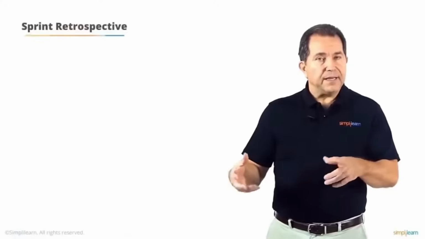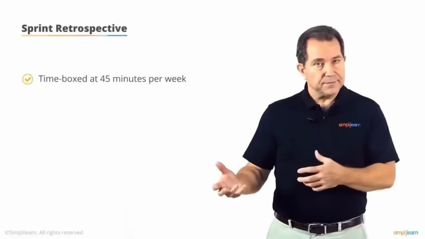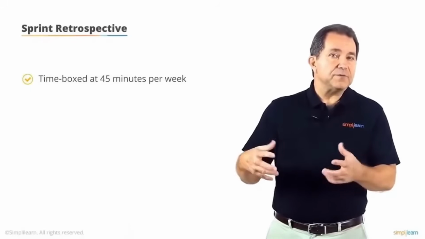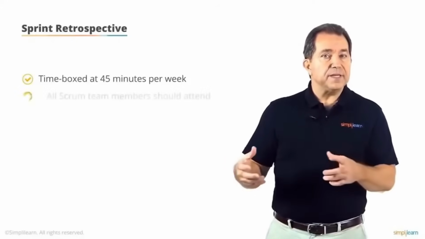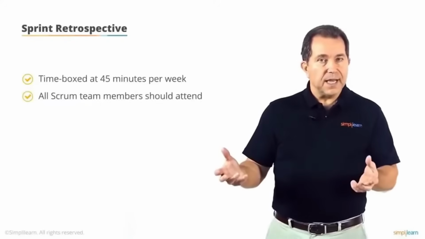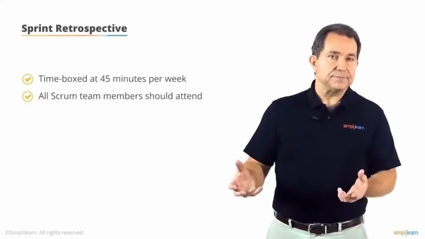The sprint retrospective takes place after the conclusion of the sprint review and is time boxed at 45 minutes for each week of the sprint. So if the sprint has 2 weeks in duration, then the retrospective would be 1.5 hours in length. It should be attended by the complete Scrum team, including all roles. However, the product owner's attendance is considered optional.